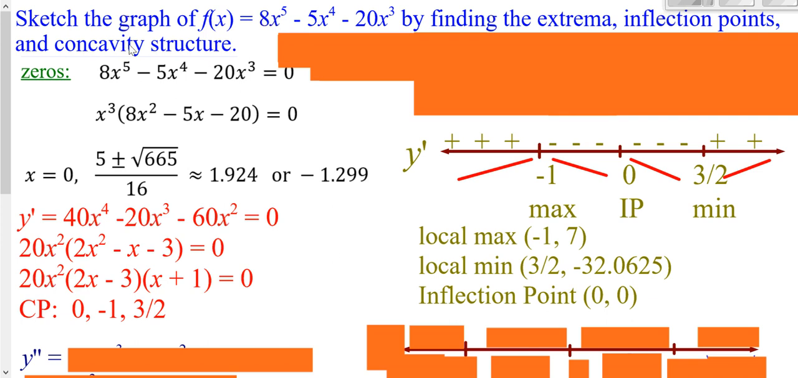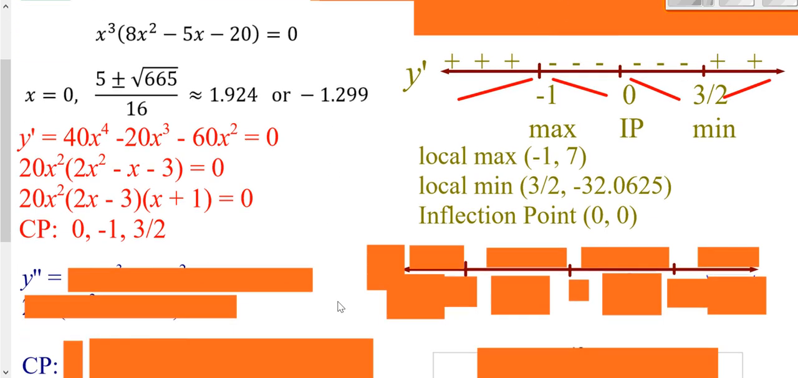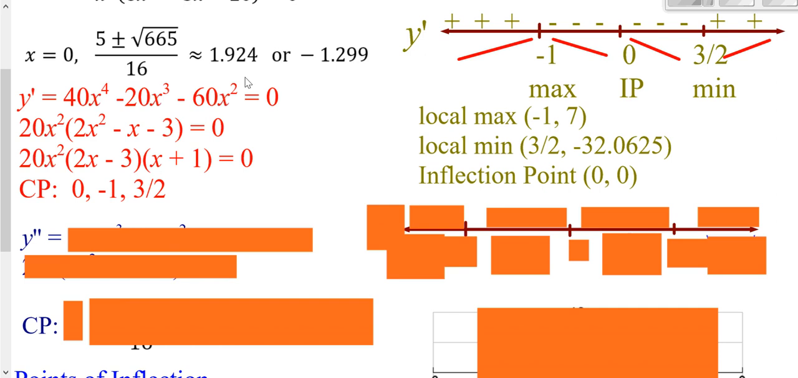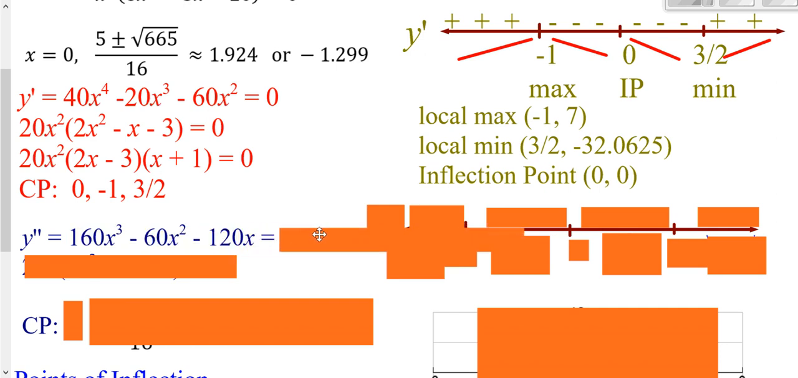So to do our concavity and all points of inflection, we have to do our second derivative. Well, here's your first derivative. To do your second derivative, you put the exponents in front, decreasing by 1. Find your critical points by setting it equal to 0. Critical points, once again, occur where your derivative is 0 or undefined. This one does factor.